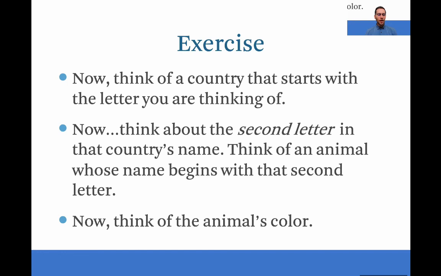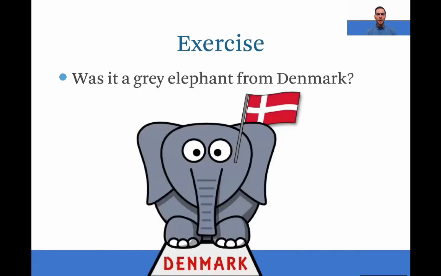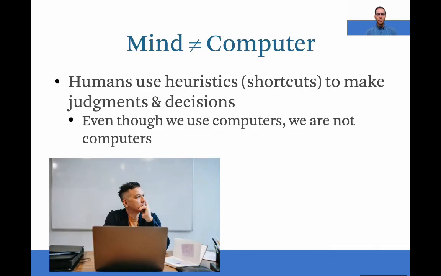Now I'm going to take a wild guess. Were you thinking about a gray elephant from Denmark? If you were, it's because of the availability heuristic. So all of these are examples of how humans use heuristics or mental shortcuts to make judgments and decisions. And all of this shows that even though we use computers in our daily life, we are not computers.